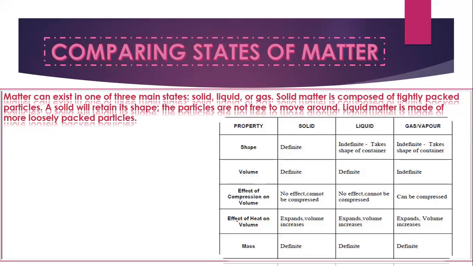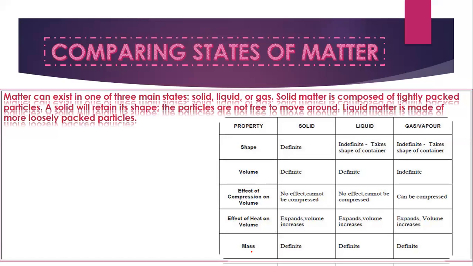The fourth property is the effect of heat on volume. When we give heat to the solid, what change happens in its volume? It expands, the volume increases. In the liquid, also when we give heat, it expands and the volume increases. And the same for the gas, it expands and volume increases. It means that when we give heat to the solid, the liquid, or the gas, all three matters expand and their volume increases.